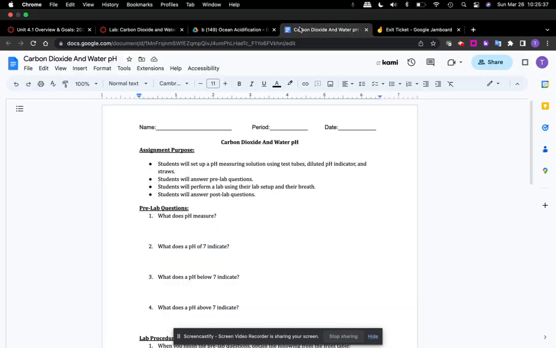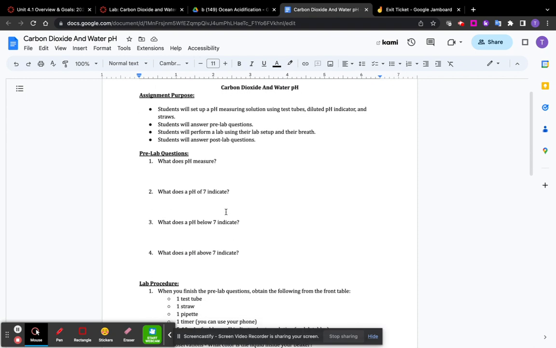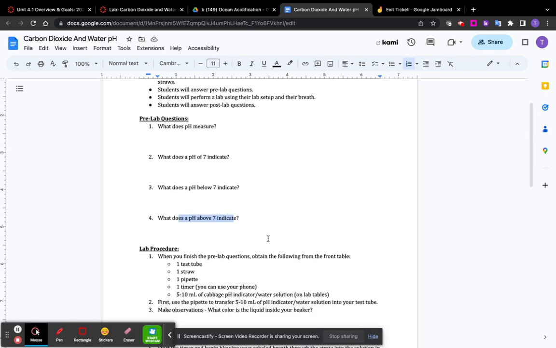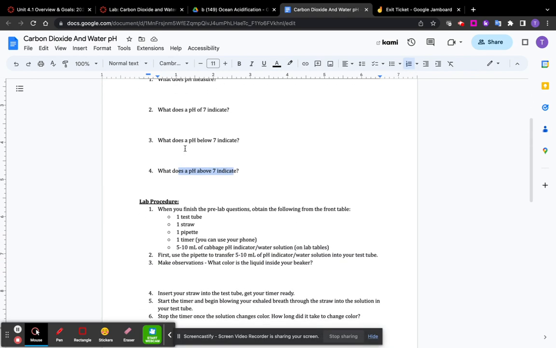For the pre-lab questions, since you don't know this information, I'm expecting you to use your Chromebook and do some research. You want to figure out what pH measures, what a pH of 7 means, what below 7 means, and what a pH above 7 means. So again, use the internet to do that. Then you have to show me, and I'll give you a little check to make sure that you did it before you did the actual lab.